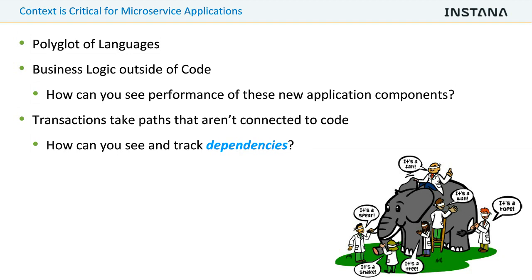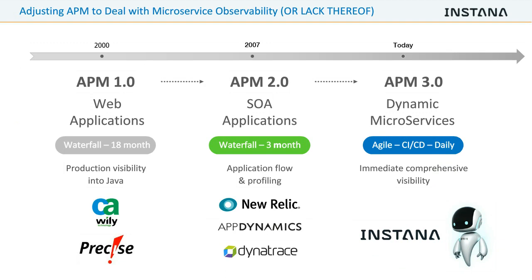And then the last piece, we talked about the dynamism, the fact that transactions can take paths that A, differ all the time, and B, aren't connected to code. So how are you going to deal with these different dependencies, and how can you see and track all this dynamism? And that's what we're referring to as APM 3.0.